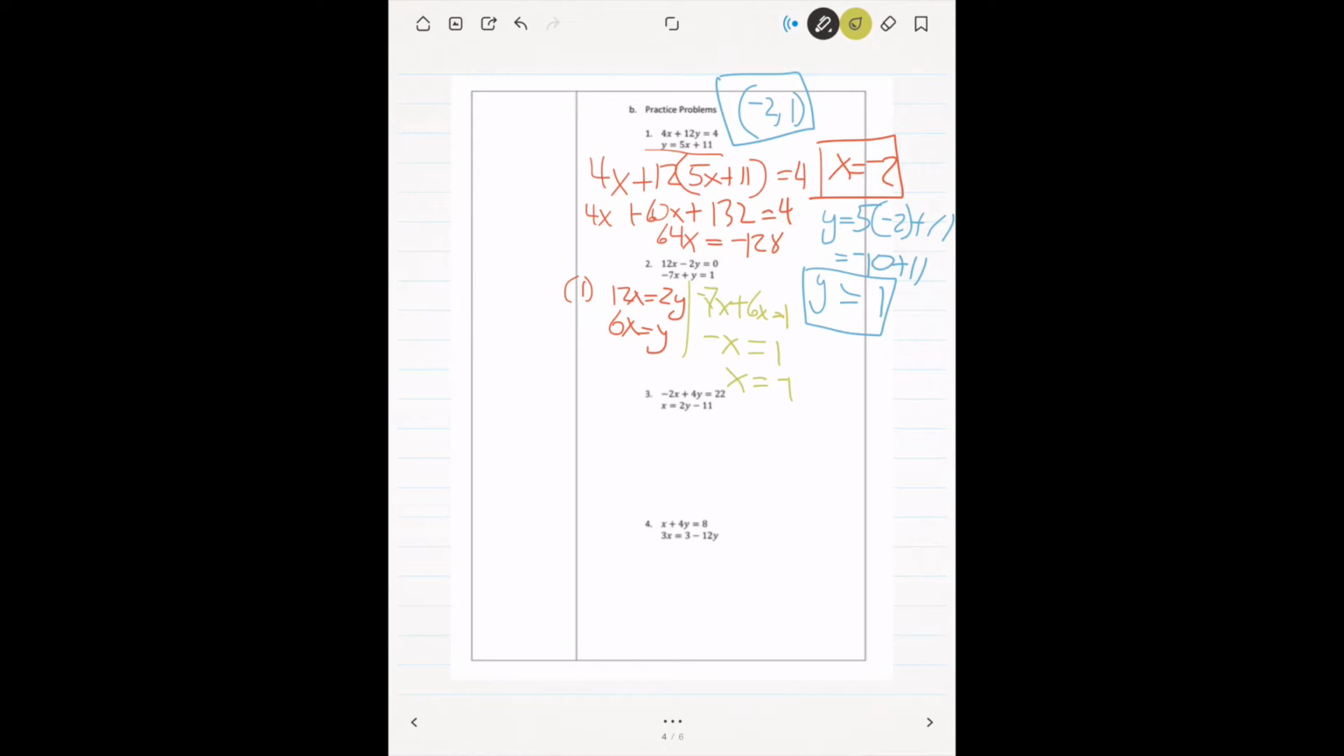That's super easy. And then if I want to figure out what y is, I can just sub it back in. I could sub x into one of the original equations, but you could also plug it into this one. I'm probably going to plug it into the second one just because it's easier. So y equals 6 times negative 1, which is negative 6. So my answer for this problem is negative 1 for x and negative 6 for y.